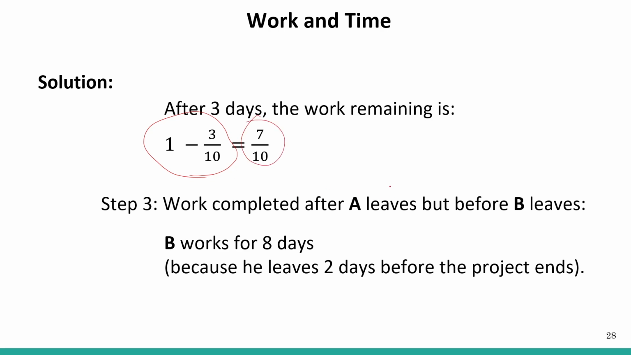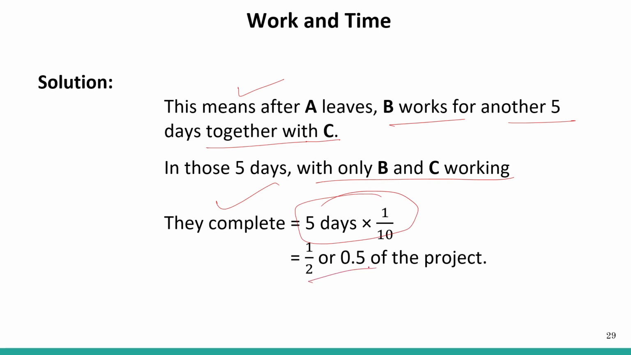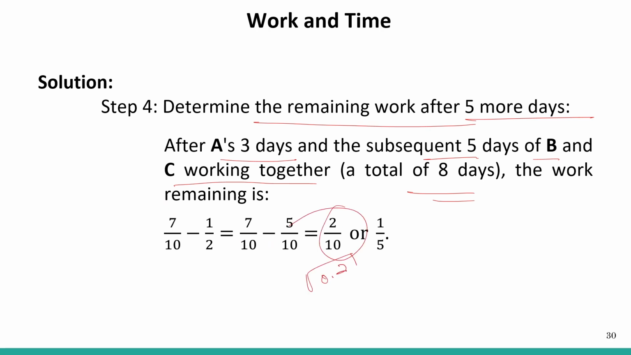Now the work completed after A leaves but before B leaves. B worked for 8 days because he leaves 2 days before the project ends. This means that after A leaves, B worked another 5 days together with C. In those 5 days, with only B and C working, 5 days into 1 by 10 is equal to 1 by 2 or 0.5. The work remaining after those 8 days is 7 by 10 minus 1 by 2, which is 2 by 10, or 0.2.